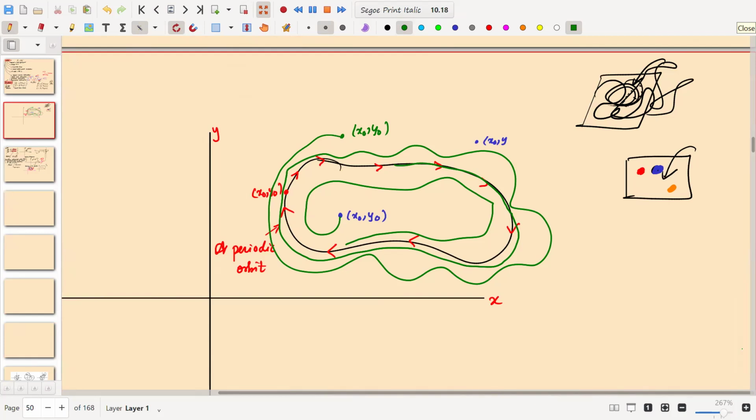Therefore, in 1D systems, you cannot have periodic orbits. You cannot have oscillations, right? That we discussed in the last class. Whereas in 2D systems, you can have periodic orbits and oscillations. This is the reason why 2D dynamical systems can show oscillations: they cannot cross each other. A very fundamental property leading to the birth of oscillations. Very, very fundamental idea.